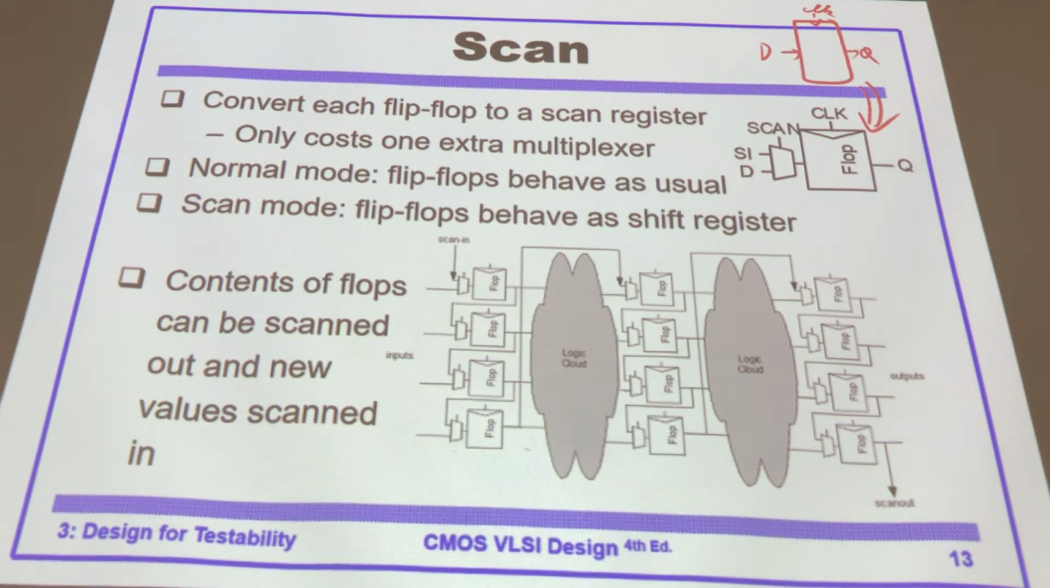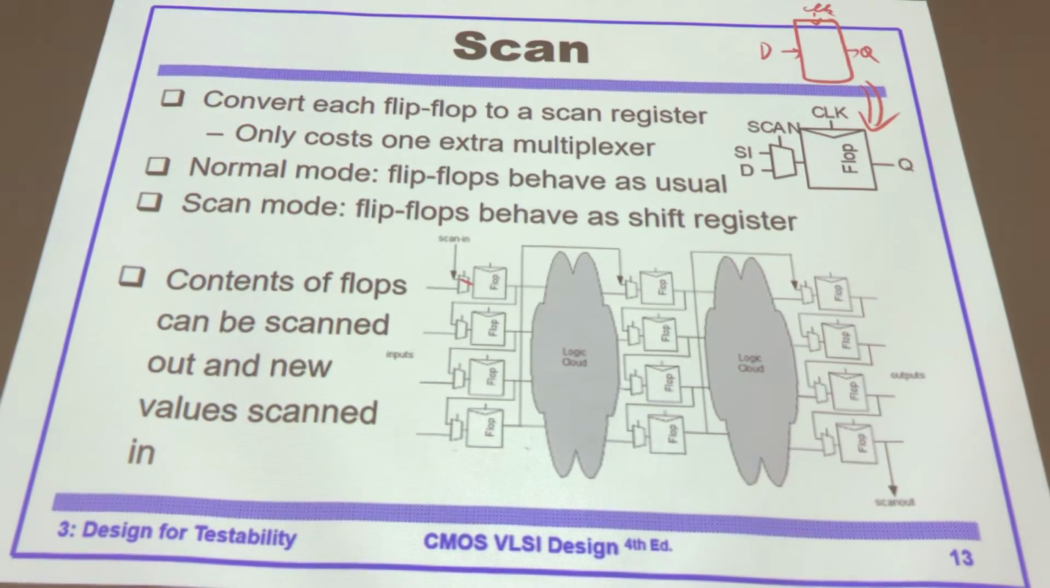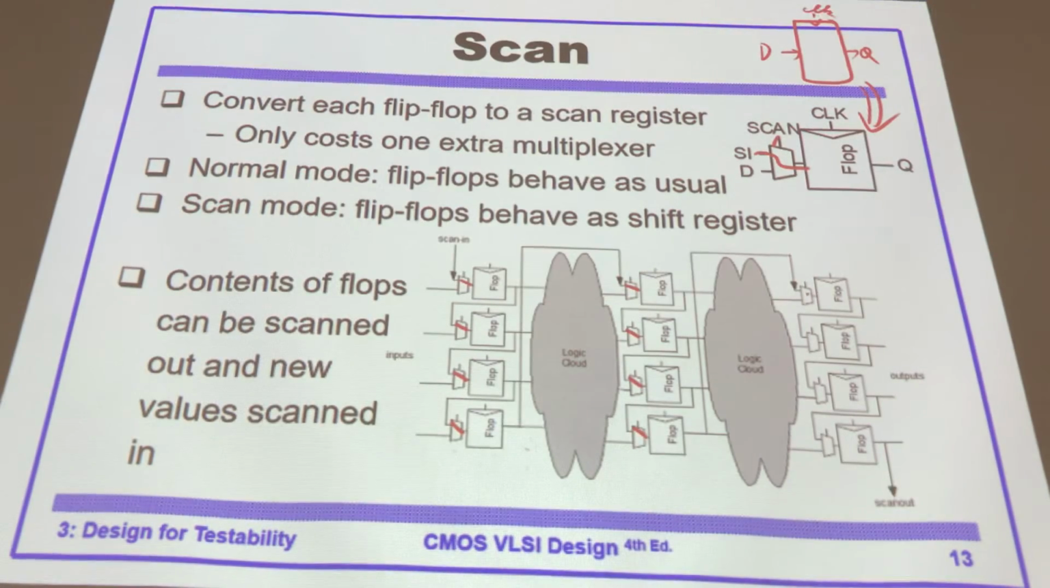So in the test mode, scan mode, we are choosing one. When scan is 1, then you are choosing SI. When scan is 0, you are choosing D. So in scan mode, every flip-flop, you are choosing this input. Okay, like this.